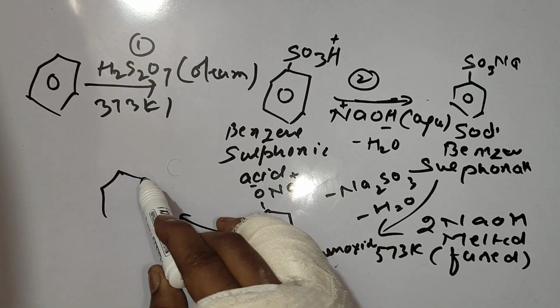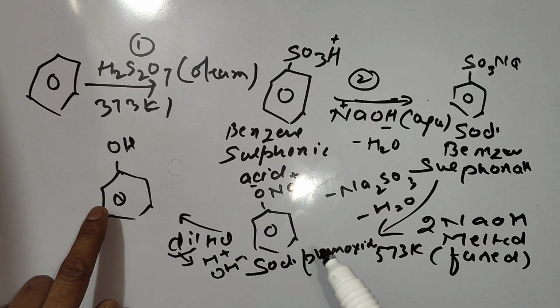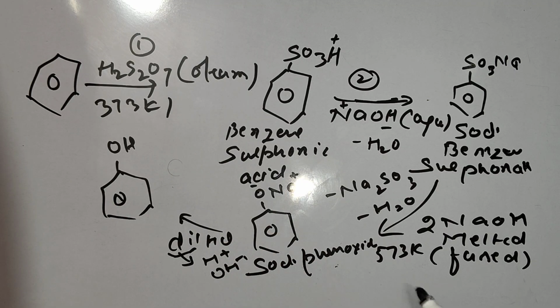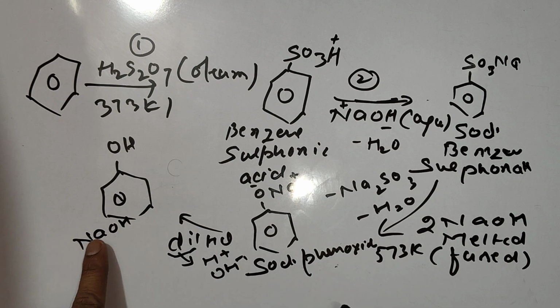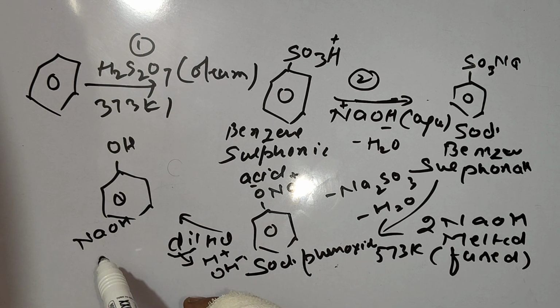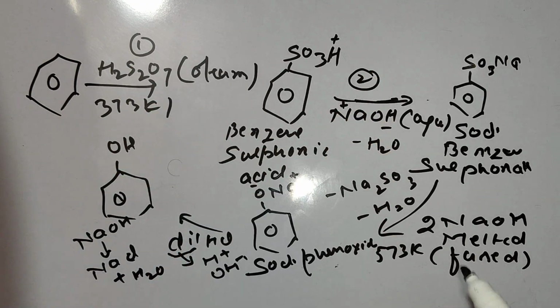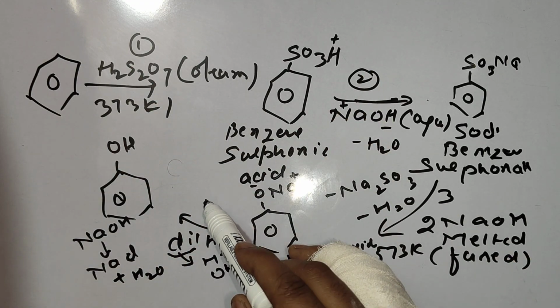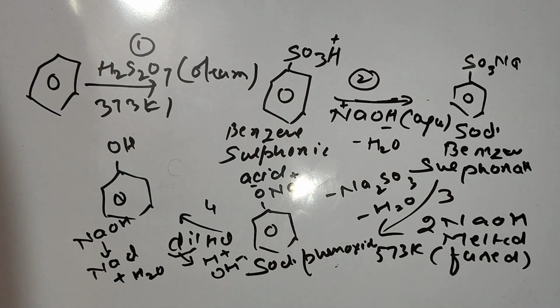So when they attack, OH will generate here, giving phenol. It's the phenol formula, and NaOH will be released, which is a base and will react with HCl. A little HCl is there, NaOH is there. So an acid base reaction will happen, due to which it will convert itself finally to NaCl plus H2O. So 1, 2, 3 and 4. In total 4 steps, phenol will be generated by this method.